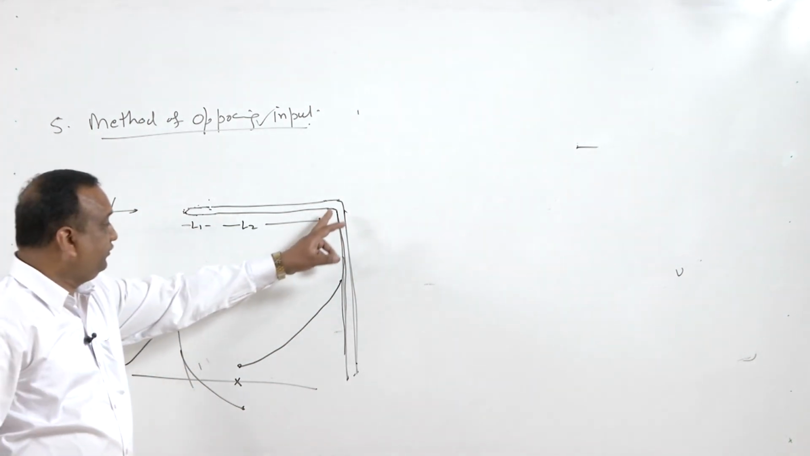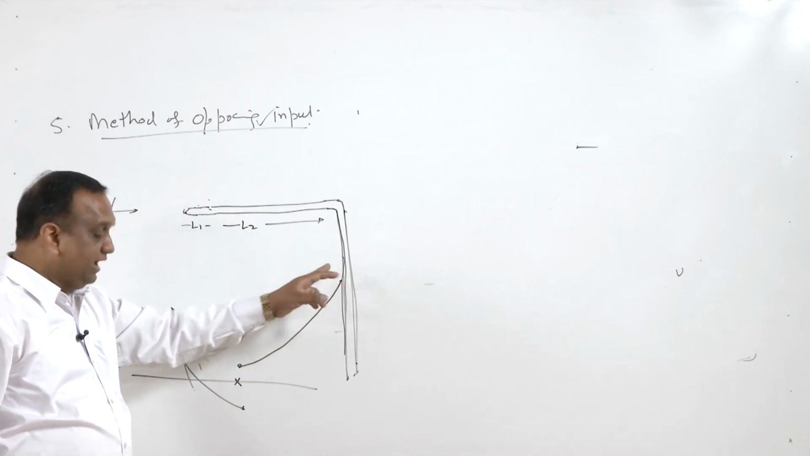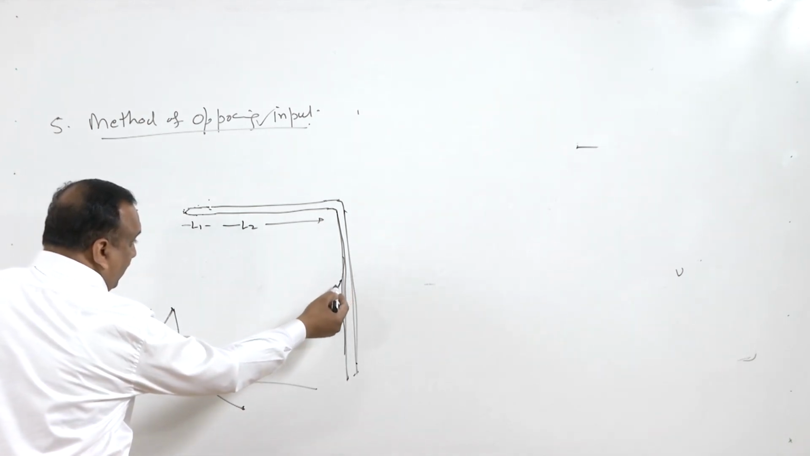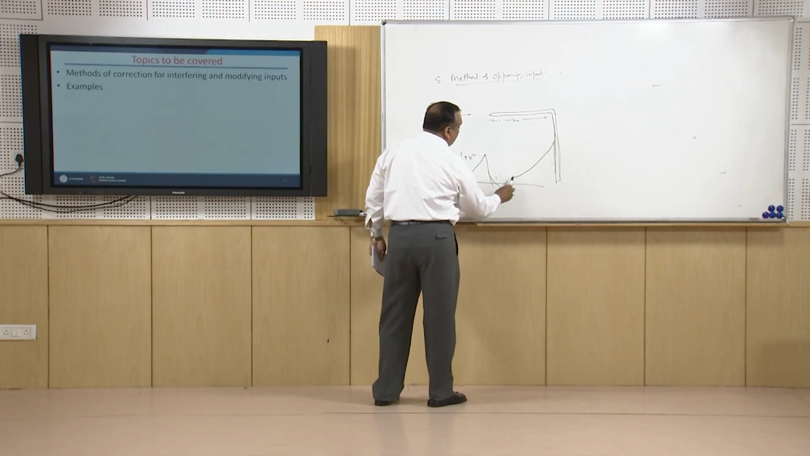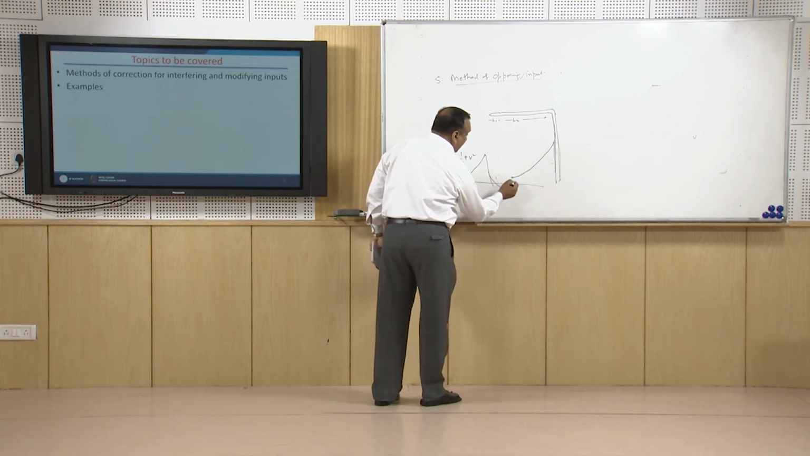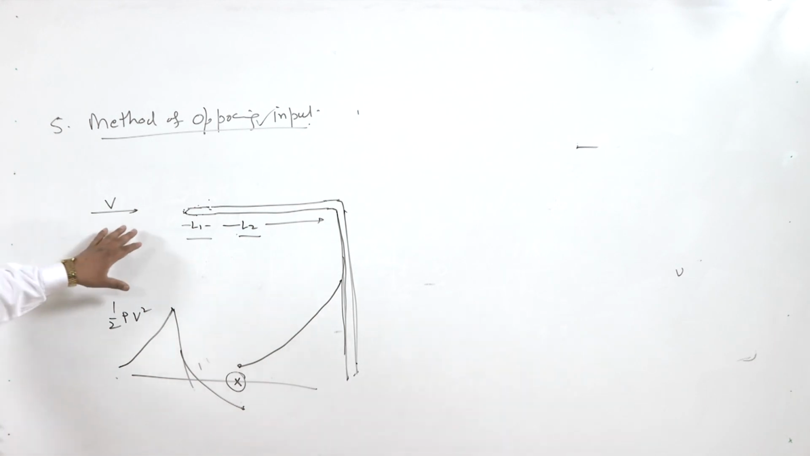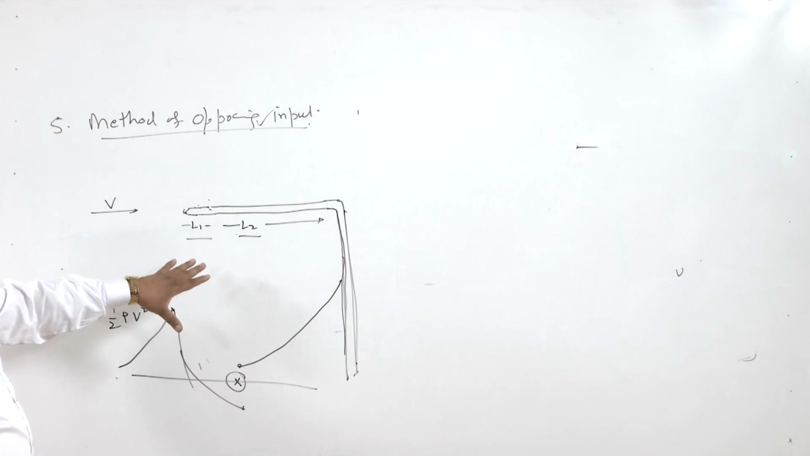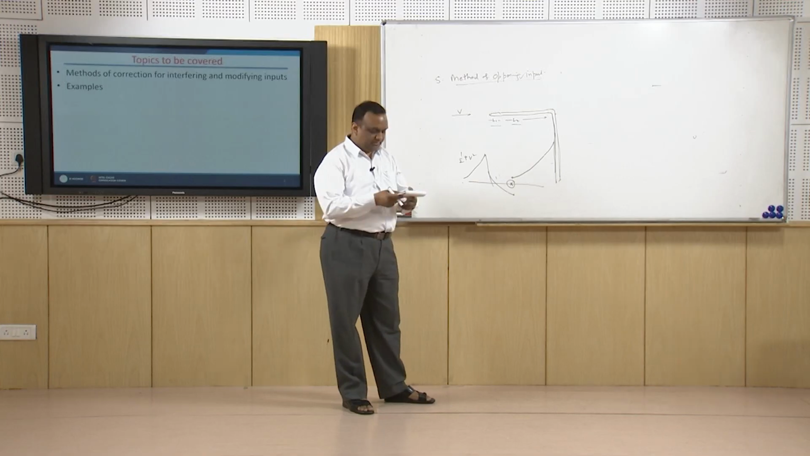Now this is a vertical tube, and here also a stagnation point is formed, the pressure is high, and this pressure will reduce when we move away from this column, so this L2. Just by manipulating L1 and L2, this negative pressure will be neutralized by this positive pressure and we will be getting the actual pressure. Now this has to be done by choosing suitable lengths L1 and L2 for this tube. So this is a very good example of the method of opposing input for removing the interfering and modifying input to the measuring instrument.